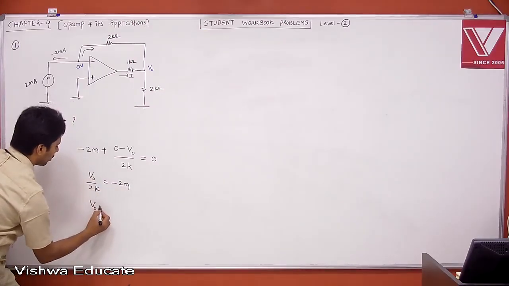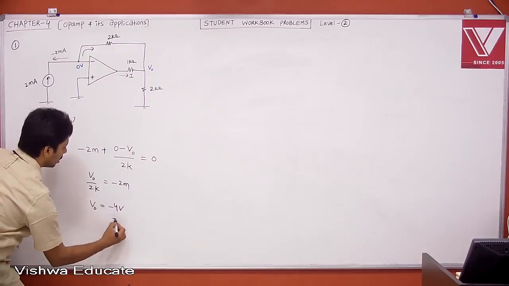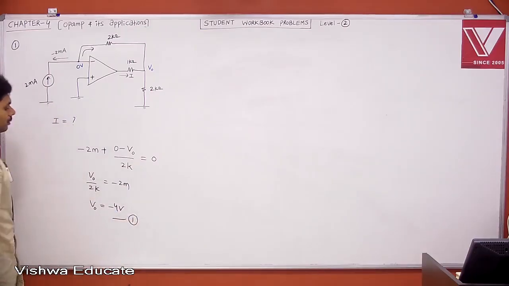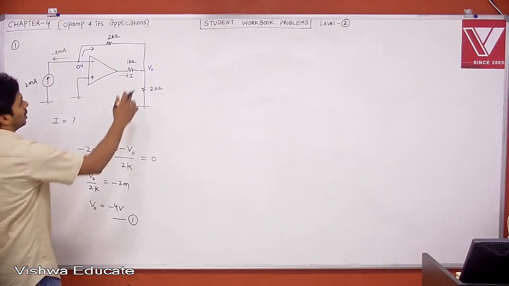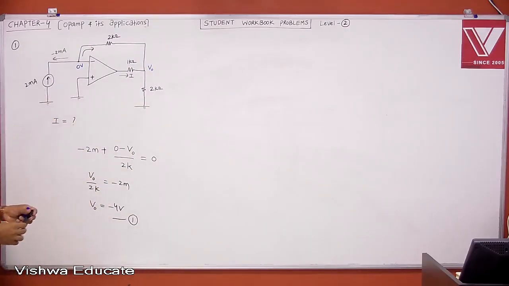Then what is your V0? Your V0 is equal to minus 4 volt. Take this as equation 1. Now you got what V0 is. Therefore, this is nothing but minus 4 volt. Now apply KCL. What is KCL?